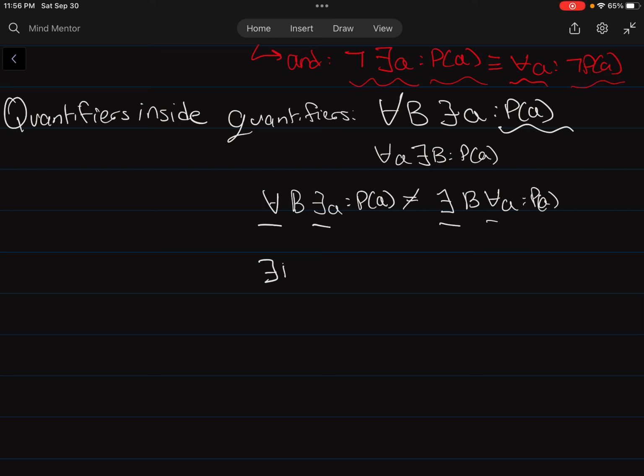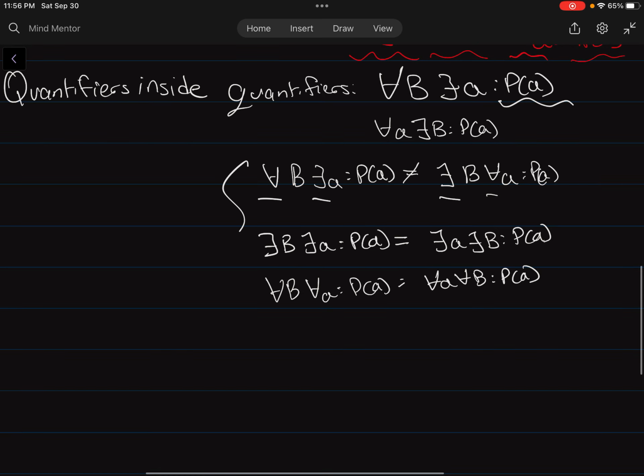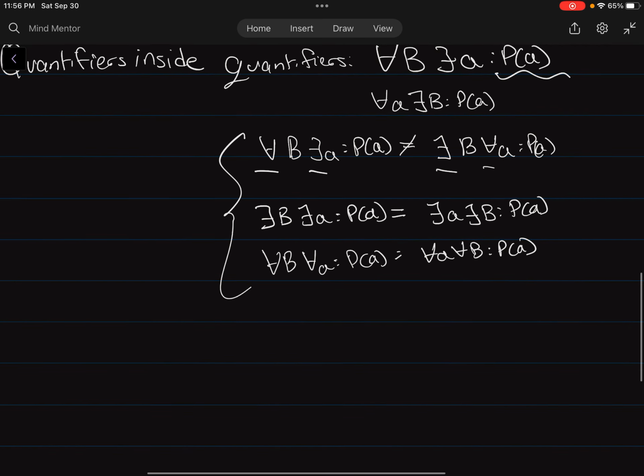However, we can switch these. So there exists a bag such that there exists an apple to prove P of A true. That is actually the same as saying there exists an apple such that there exists a bag which proves P of A to be true. These two are the same, and also it's the same with a universal quantifier. So for all B, for all A, P of A, same as saying for all A, for all B, P of A. And you can use examples to prove these statements, but yeah, all of them would prove true in all cases.